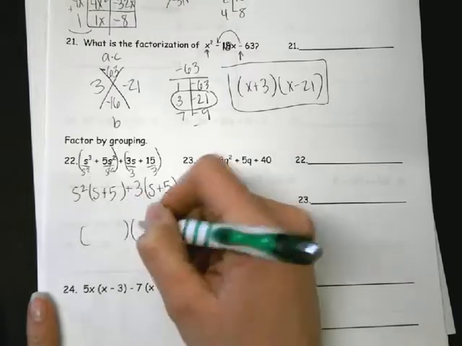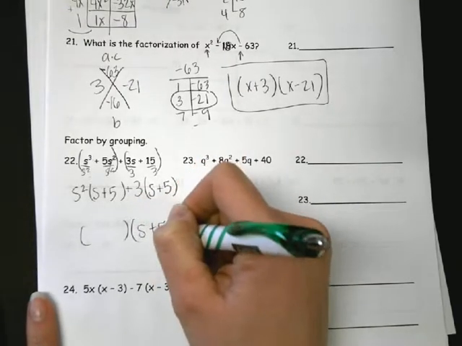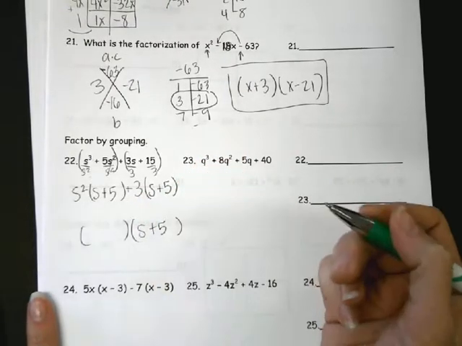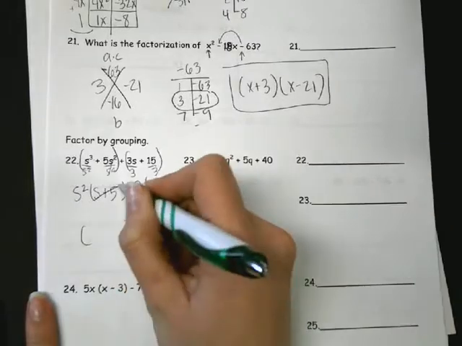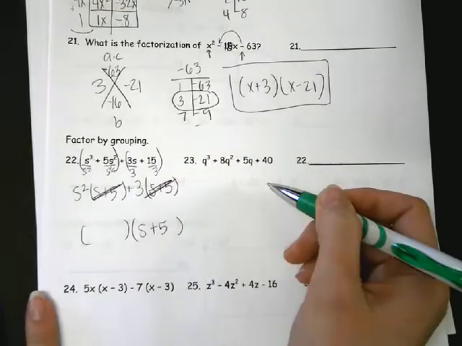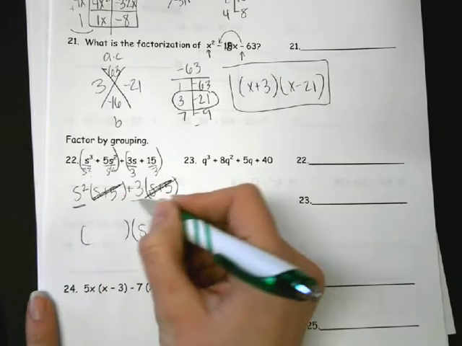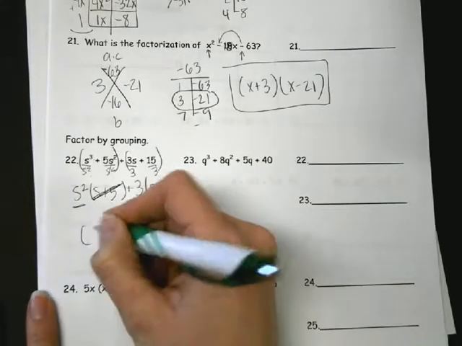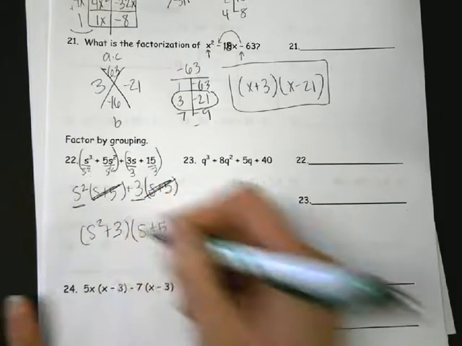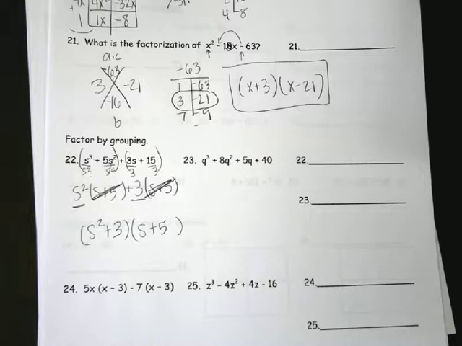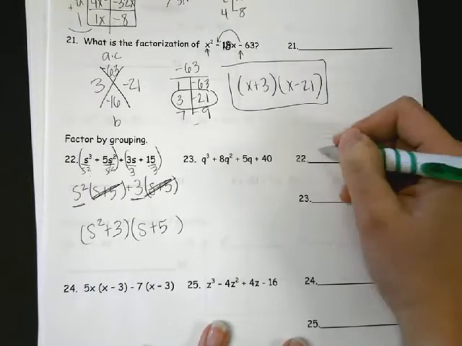And then to decide what goes in the other parenthesis, you just cross this guy out and this guy out, and you see what's left. Hopefully you see that there's an s squared plus 3. S squared plus 3. And that is the complete factorization using grouping. So s squared plus 3 and s plus 5.